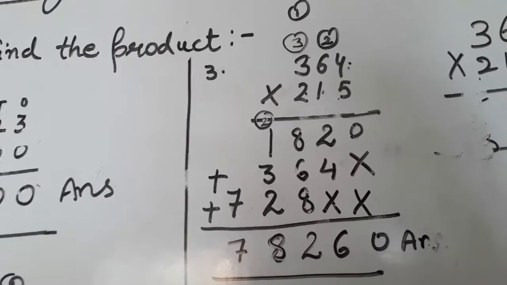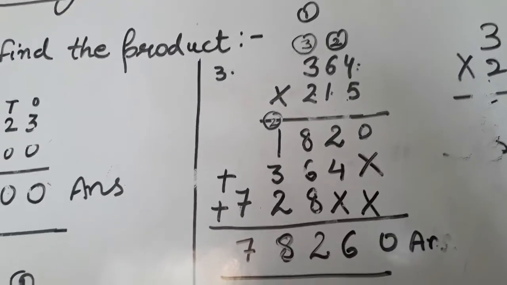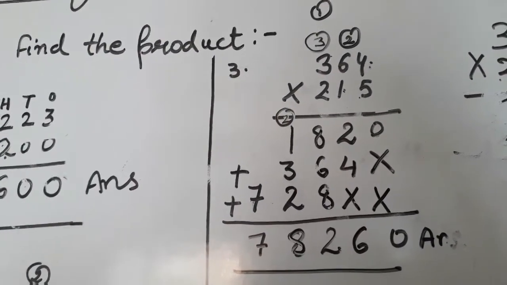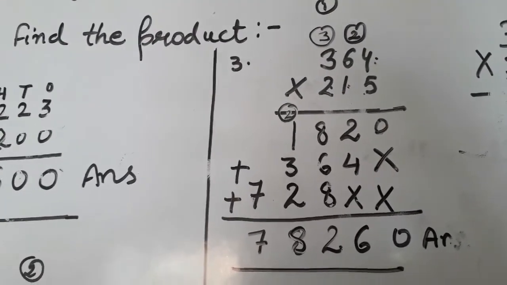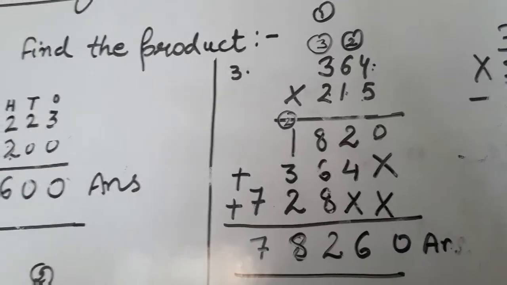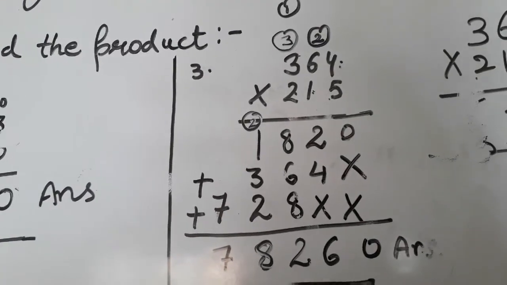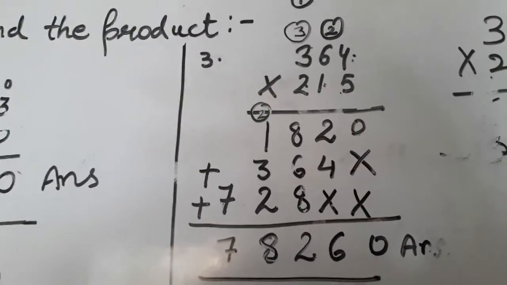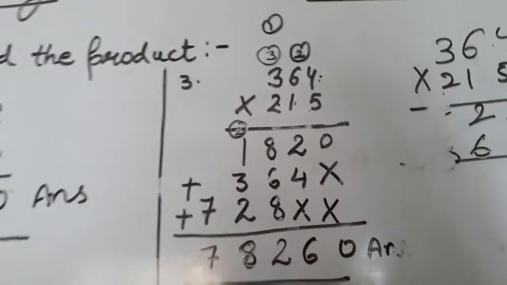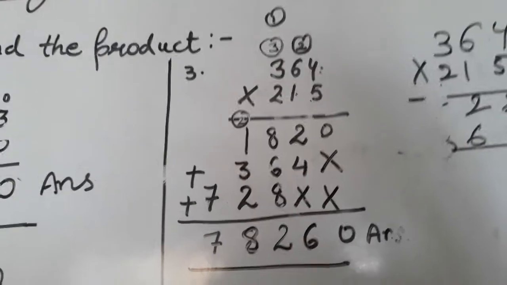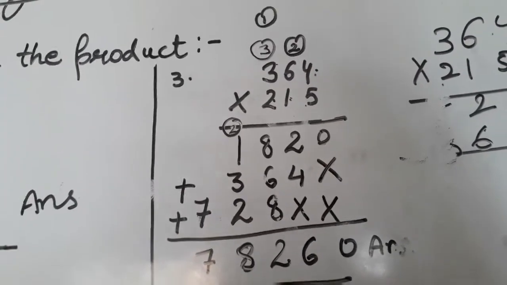So add them. 0. 2 plus 4, 6. 8 plus 6, 14. 14 plus 8, 22. 2 goes, 2 carries, and then 1 plus 2, 3. 3 plus 3, 6. 6 plus 2, 8, and then 7 as it is. Right? In this way you can multiply the digits of 3 by 3.